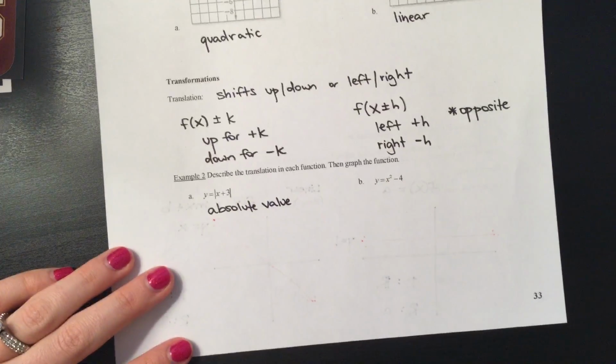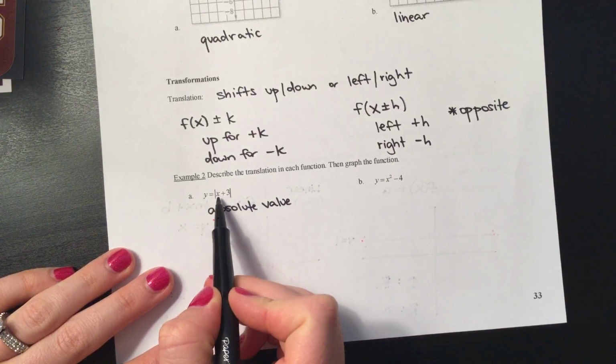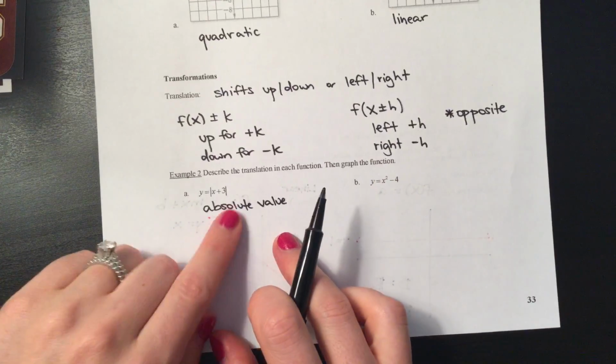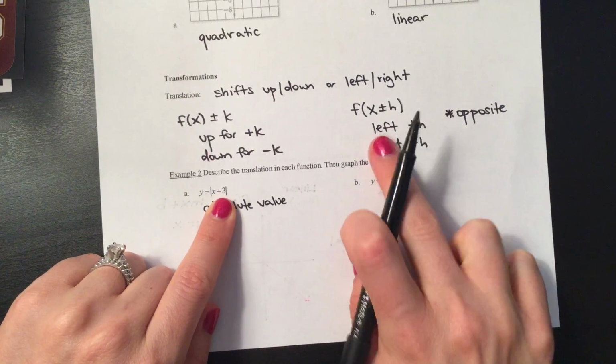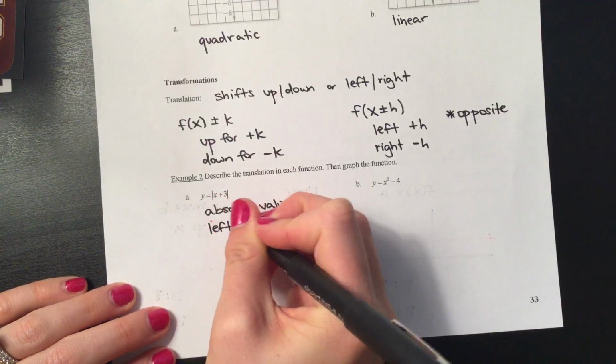And then you need to identify what the translation is. Okay, so because it's on the inside of the parent function, it's either left or right. And because it's plus 3, I'm moving it to the left. So I am moving to the left 3 units.